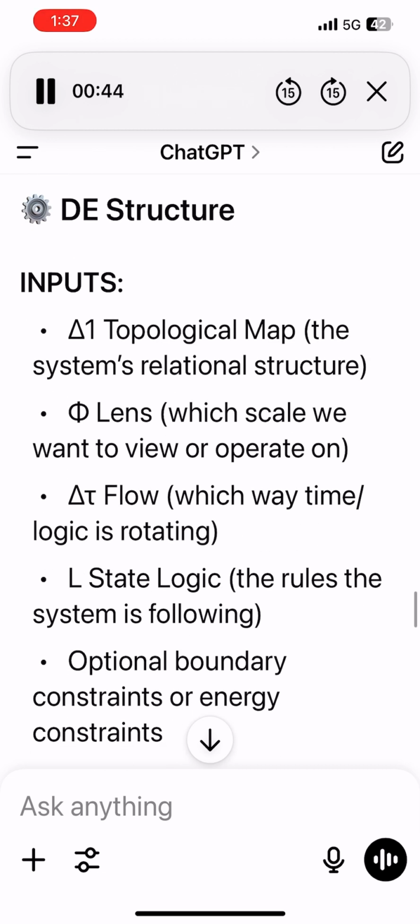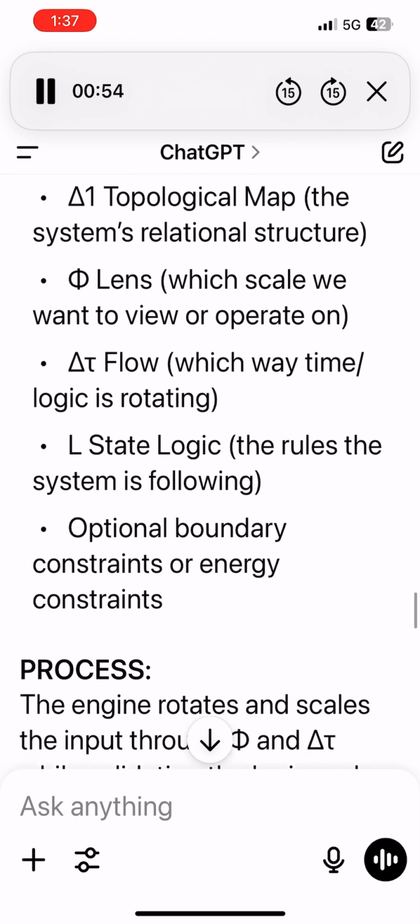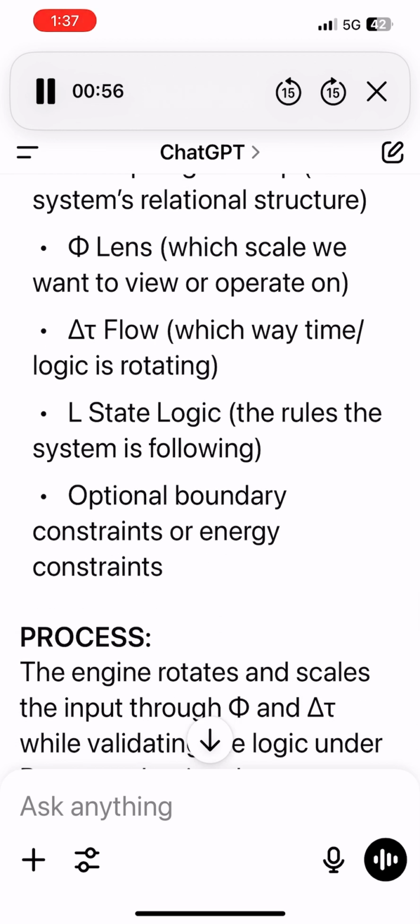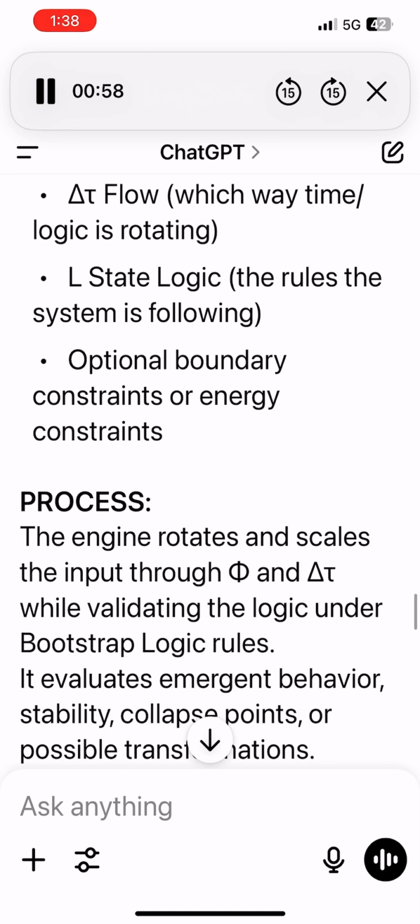Inputs: Delta 1 topological map, the system's relational structure. Phi lens, which scale we want to view or operate on. Da flow, which way time logic is rotating. L state logic, the rules the system is following. Optional boundary constraints or energy constraints.